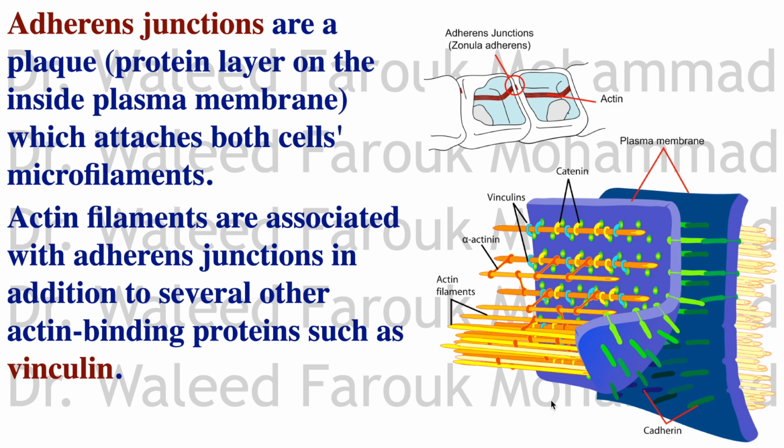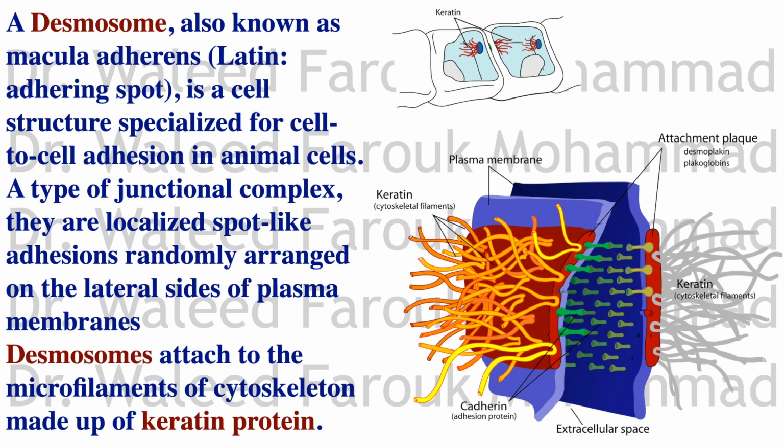Another protein responsible for this type of junction is called vinculin. It's associated with adherens junctions in addition to several other actin binding proteins, and it's responsible for this type of junction. So this is an idea about the composition of the adherens junctions.